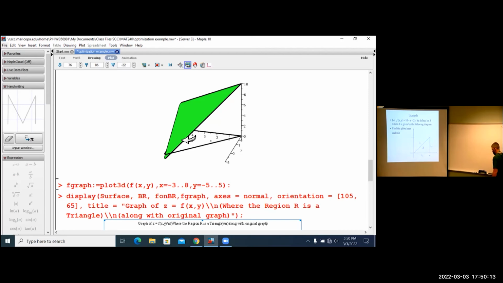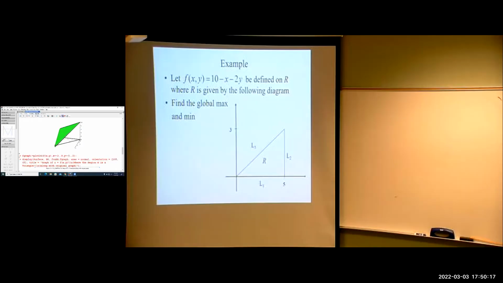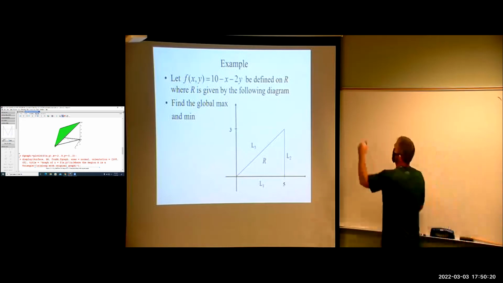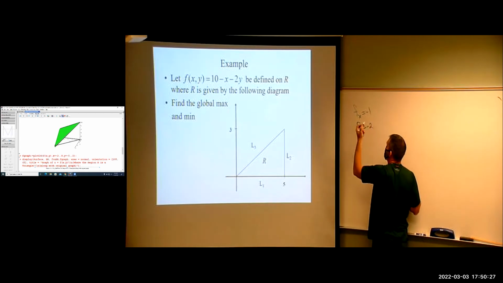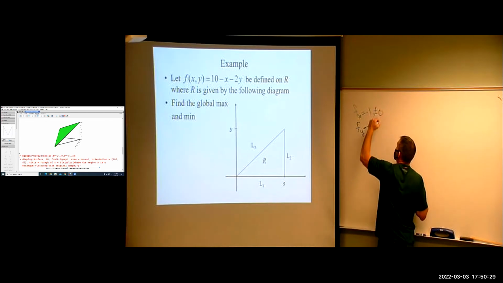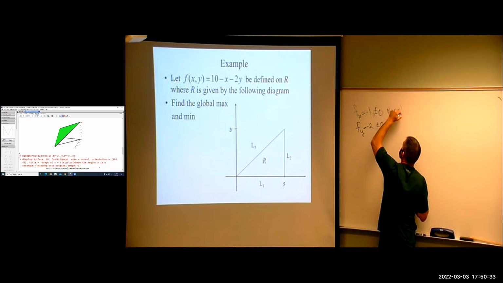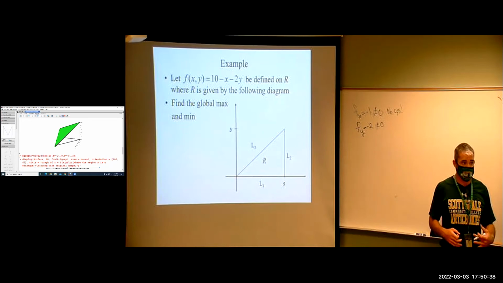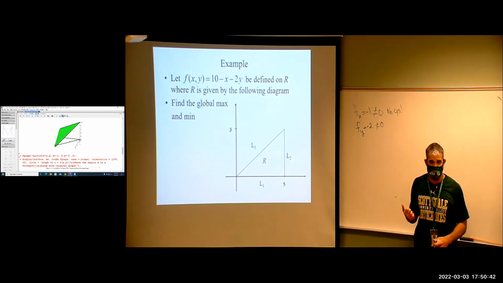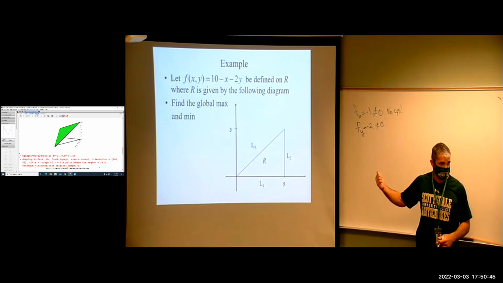So that's still going to be our first step, which for this one, f sub x equals -1, f sub y equals -2. There's no way to get those equal to 0. So no critical points. So we don't have to worry about critical points, but we're in a closed bounded region. So we're guaranteed an absolute max and an absolute min. They're just going to lie on the exterior.